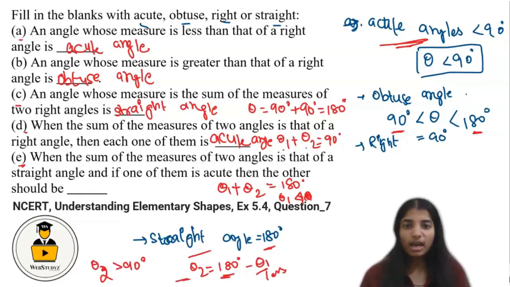So we can say that the other angle must be greater than 90 degrees, and we know that the angles which are greater than 90 degrees and less than 180 degrees are obtuse angles. So we can say that the other angle is obtuse. So this is the answer to part E. So this is the answer to the given question.